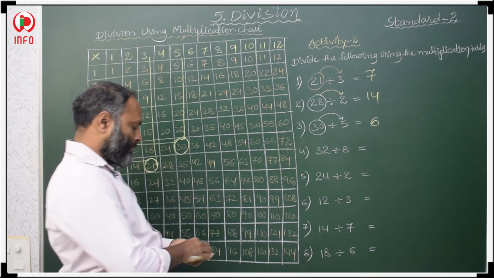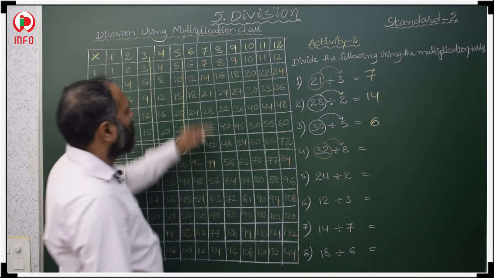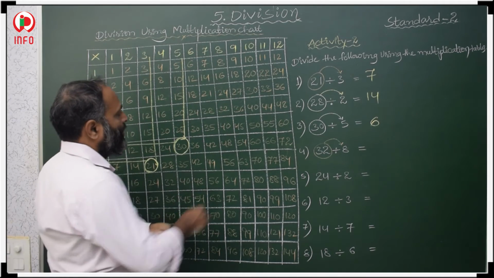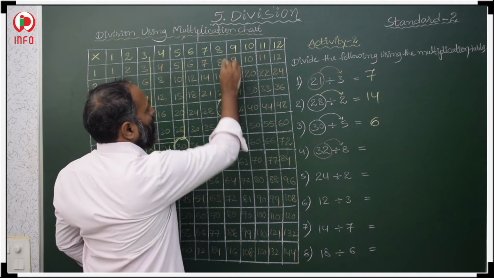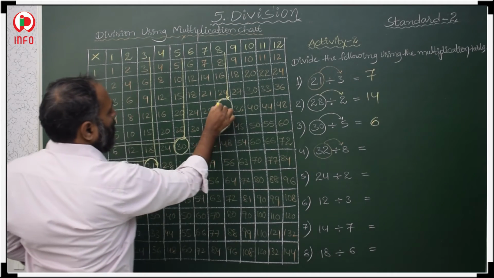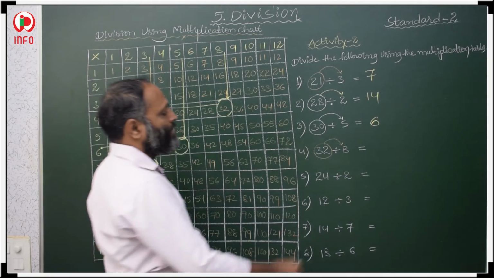Next, 32, the table is 8. Where is the 8 table? In the 8 table we have to see 32. Where is 32? Here we have 32. In horizontal we have to see where it is, at 4. So here it is 4.